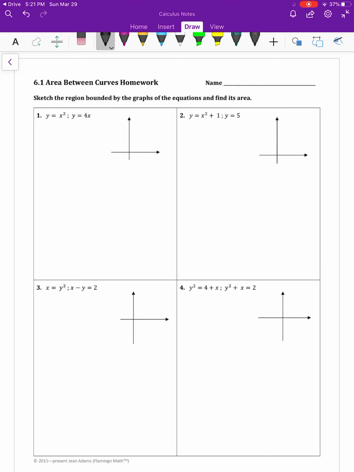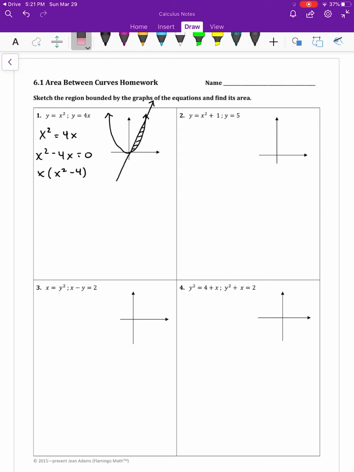Okay, I just wanted to give you some notes about the 6.1 homework, just to make sure we were all on the same page. So for instance, on problem number 1, when you go to sketch that, you've got your y equals x squared, you've got your y equals 4x, so that'll have a positive slope. It'll be coming through like that. And they're talking about the area here in between. And so you would want to make sure you knew what those points of intersection were.